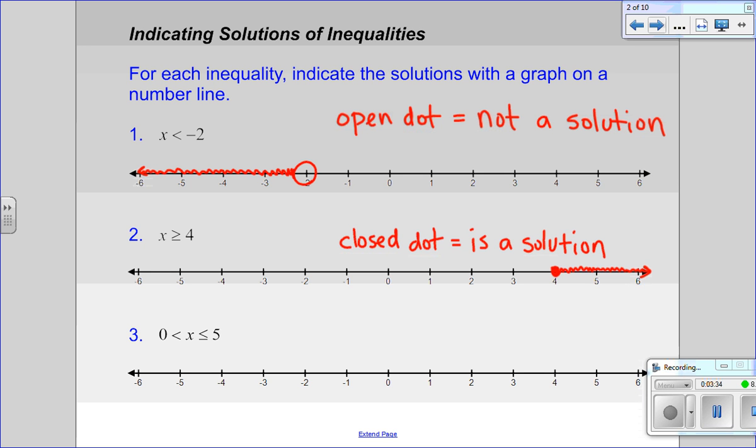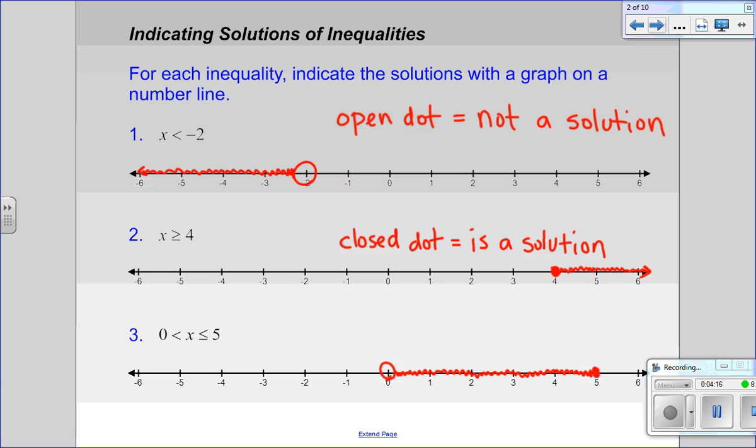Our last example, 3, looks a little bit different, but we can see that there are actually 2 requirements here. x is greater than 0 and x is less than or equal to 5. So we begin by putting an open circle at 0 and a closed circle at 5 because it's greater than 0 but less than or equal to 5, and then shade the values in between these 2 points to show where our solutions are.